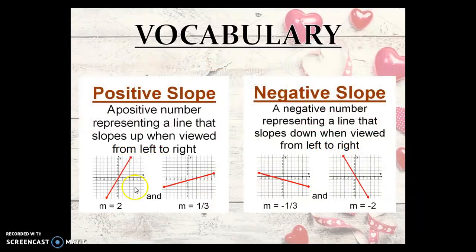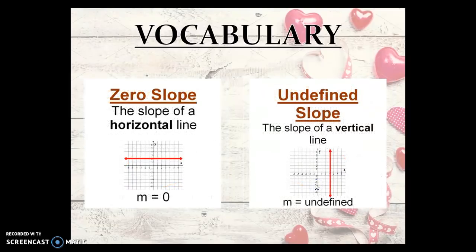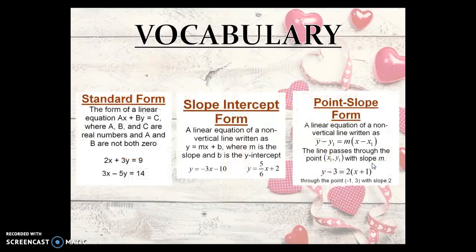Positive slope, if you read it like a book, it's going up. Negative slope, read it like a book, it's going down. Zero slope, remember, like a flat line heartbeat. Zero heartbeats, straight across. This would be y equals 2. Undefined slope, straight up and down. This would be x equals 3.